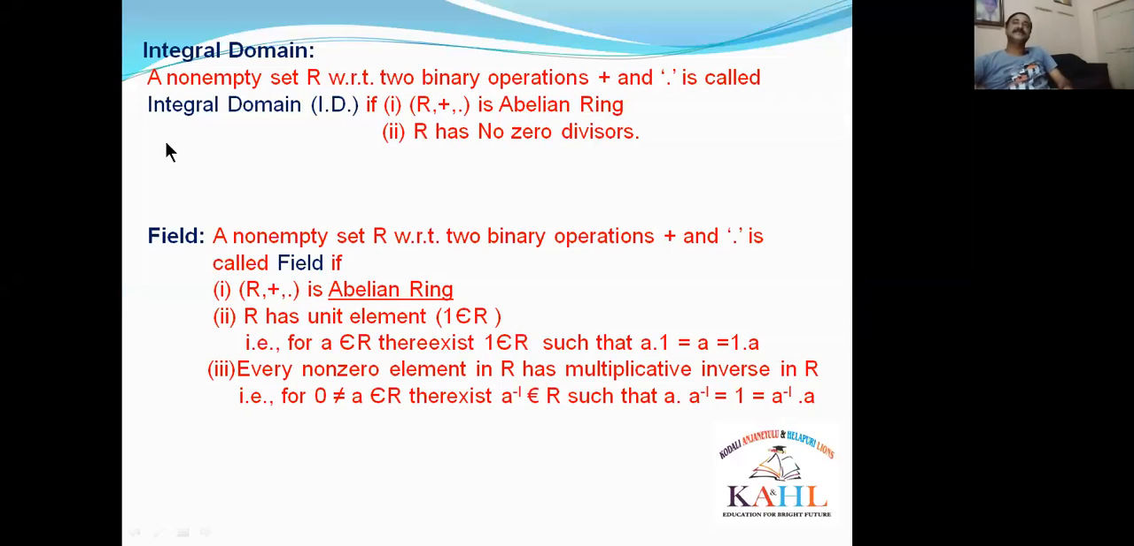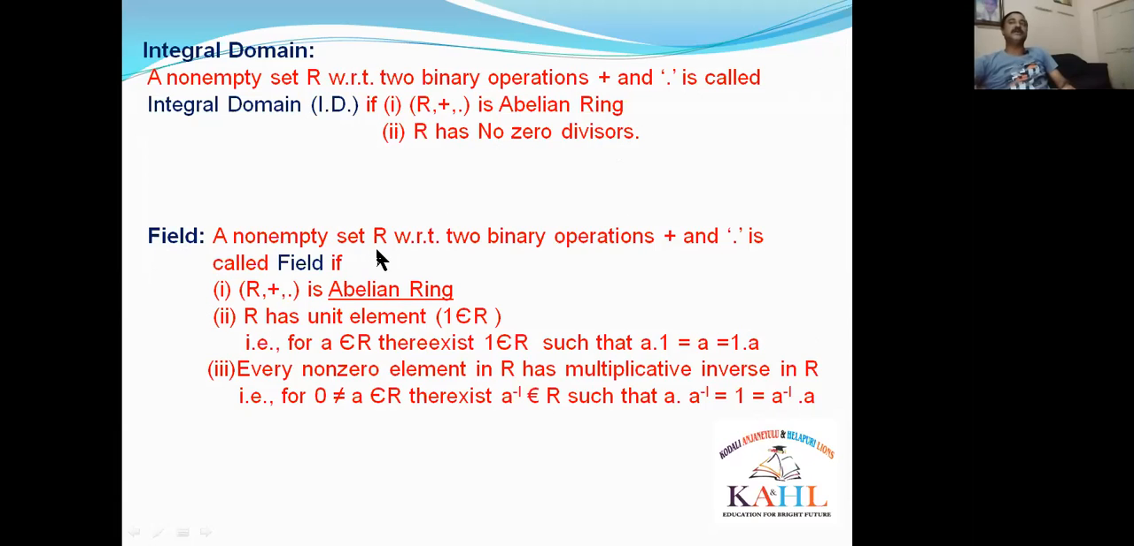In the previous classes, we have discussed and learned the definitions. I already told you that all of you want to learn these definitions very well because they are useful to the entire syllabus. That's why I am repeating: what is an integral domain? A non-empty set R with respect to two binary operations plus and dot is called an integral domain if it satisfies two conditions: R, plus, dot is an abelian ring, and R has no zero divisors.